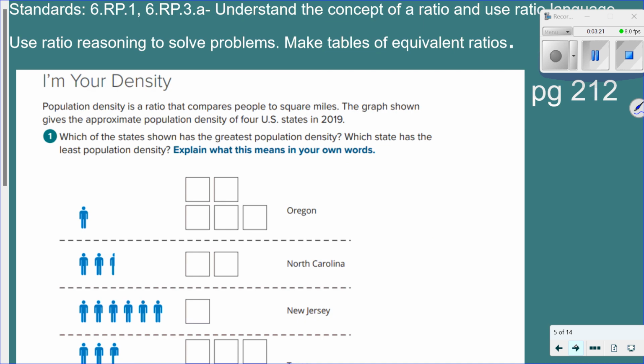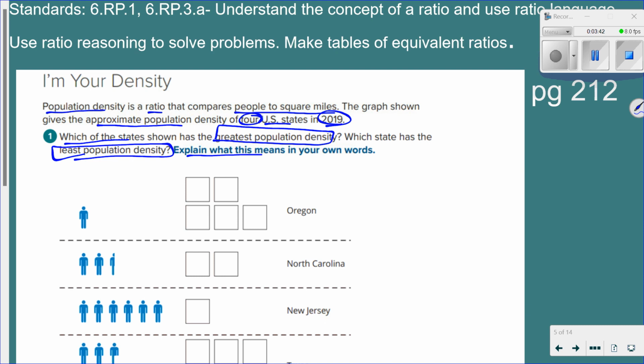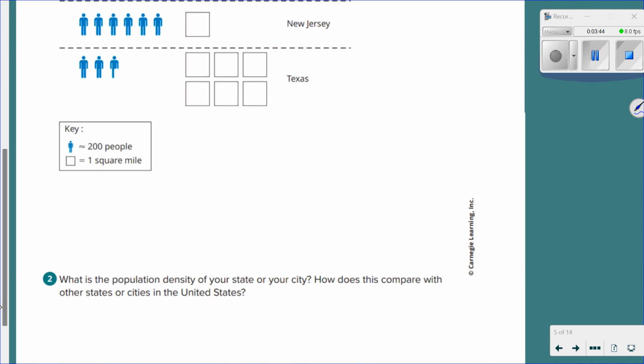Okay, we're going to talk now about population density. This is a special ratio that compares people to square miles. So this one gives the approximate population density for 4 U.S. states in 2019. Which of the states has the greatest population density? Which state has the least population density? Explain what this means in your own words. Number 2, what's the population density of your state? We're not going to do that one because we don't live in the states.